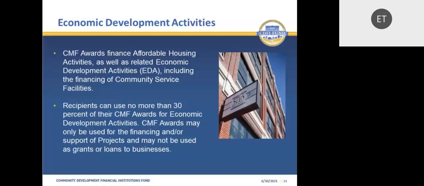But in general, the CMF program prioritizes attracting private capital, and then targeting certain income groups, areas of economic distress, but the specifics of that will be outlined in the NOFA.